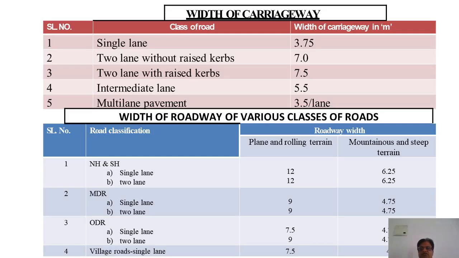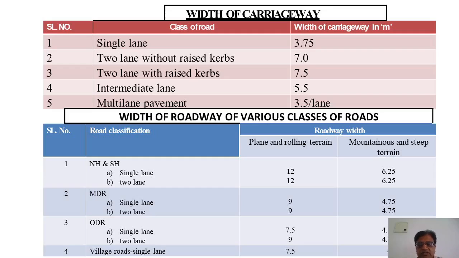The width of carriageway is very important. Usually, for a single lane road, the width of the carriageway, the unit is meter, is 3.75 meter. Two lane without raised curb: in the previous case, I have shown the two lane road, but there were no curbs there.